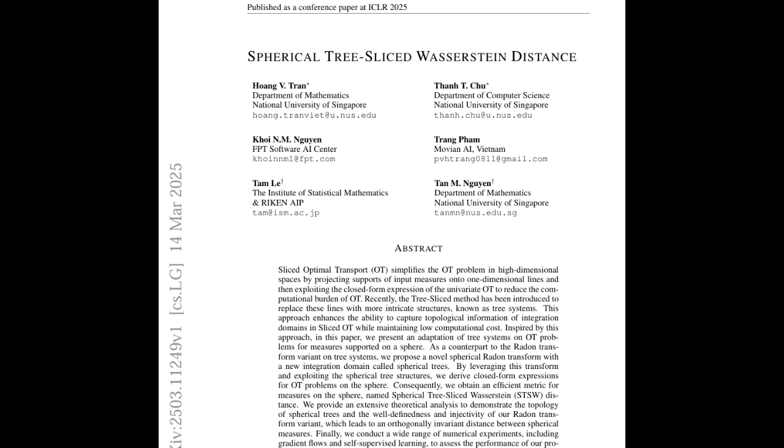Okay, so we've got this common challenge of comparing data that's arranged on a sphere, and doing it efficiently. So what's the breakthrough we're diving into today? Today we're going to unpack a new method called the Spherical Tree-Sliced Wasserstein Distance, or STSW for short. This is a new way to measure the difference between probability distributions on a sphere. It's designed to be accurate and way faster to compute than traditional methods, like full-on optimal transport. Exactly.